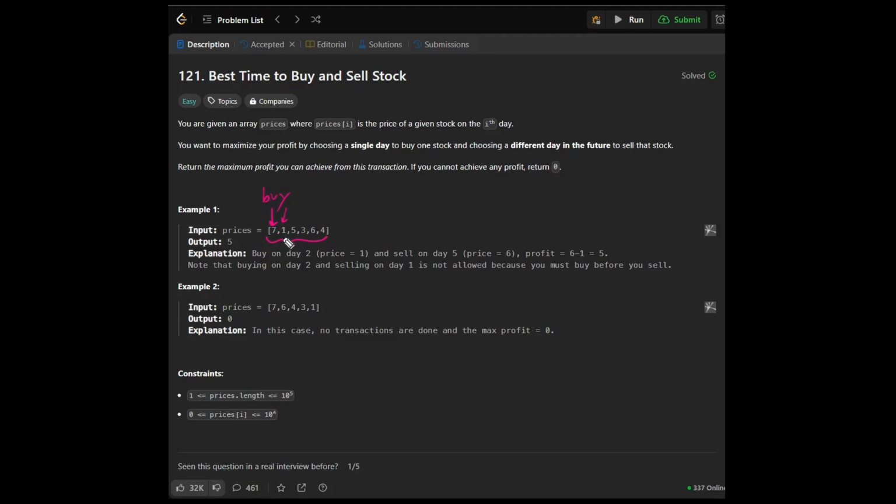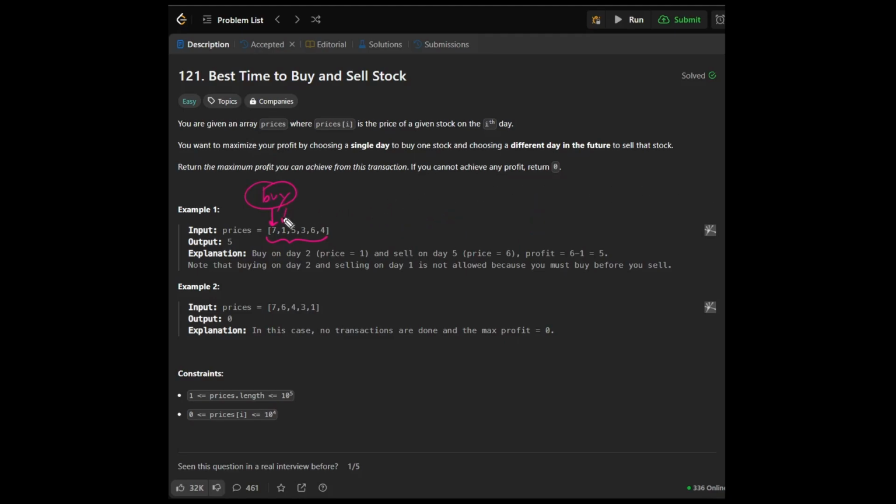So I look at 1 and say, I want to change my buy price. Any number I have over here, let's say I have 100. From 7, it would be 93. 93 would be my profit. But from 1, it would be 99 that would be profit. Which means if I can change my buy price in the future, I am going to get a better answer. I am going to get more profit.